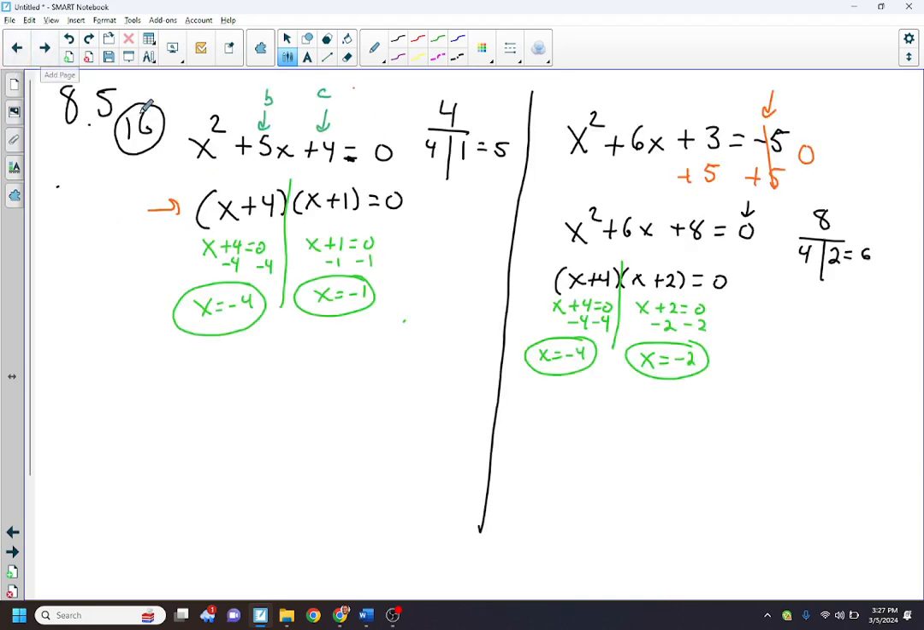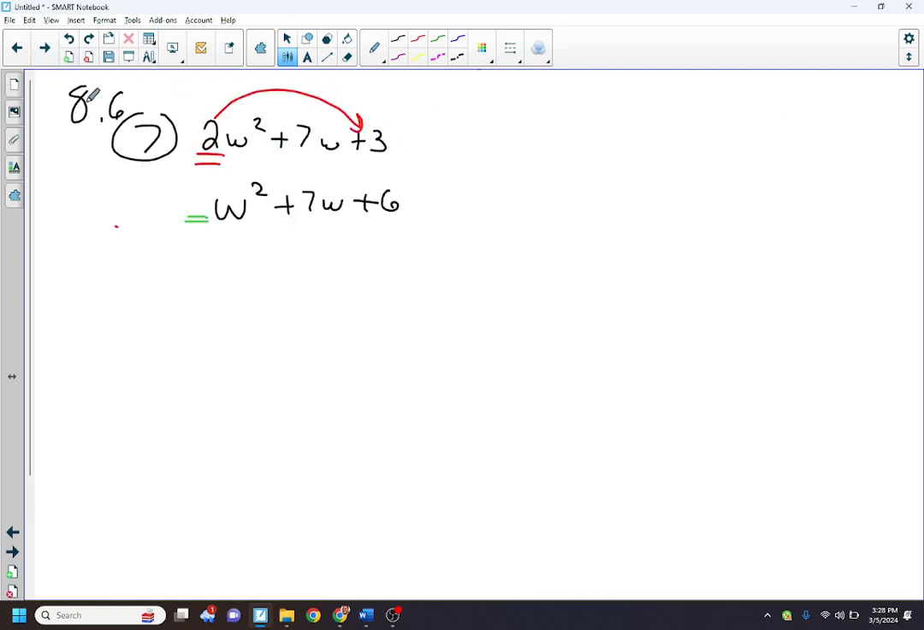Stop talking. So in the original ones, there was never anything in front of here, right? So over here, we want to do it where there's no number in front. Now, how do we get rid of the number? We're lending it to the 3. We're going to have to pay it back later. So now we just do it normally. We have to find something that goes into 6. So things that multiply to 6 that add to 7: 1 plus 6 equals 7. So we're going to rewrite this as w plus 6 and w plus 1.